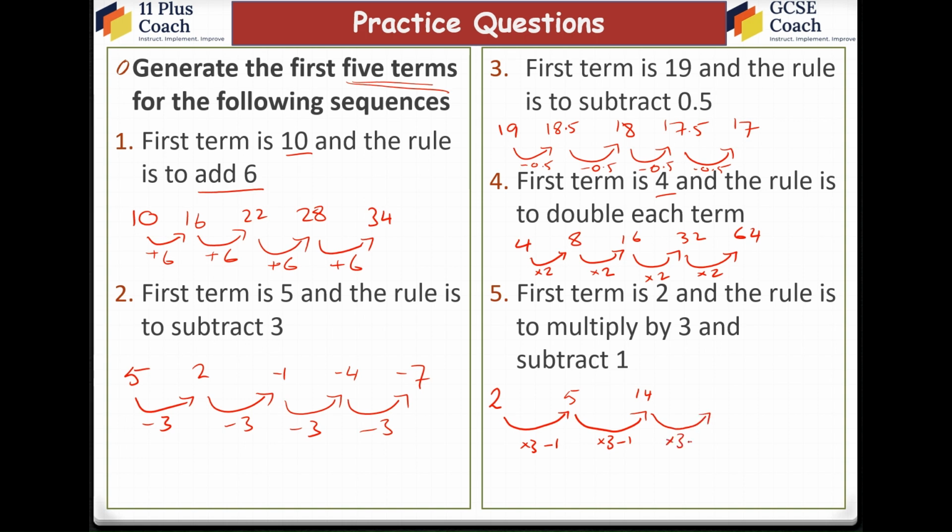Carry that on. Multiply by 3, take away 1. Now 14 times 3, 10 times 3 is 30. 4 times 3 is 12. 30 plus 12 is 42. Take away 1 is 41. And finally, one more time, I times it by 3 and take away 1. So 41 times 3. Well, 40 times 3 is 120. 1 times 3 is 3. So 120 plus 3 is 123. Take away 1 is 122. So these are the first 5 terms of this sequence. Hopefully you got these correct.